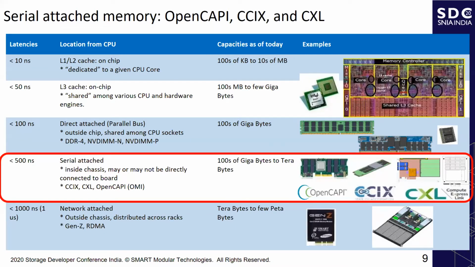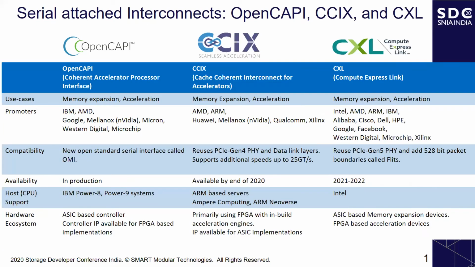There are many new protocols coming in the serial attached memory. These are OpenCAPI, CCIX, and CXL. If you look at the various comparisons between these protocols, they do similar work. They have a similar approach. They ride on an existing standard like PCIe or any other serial interconnect, but they are backed by different promoters.